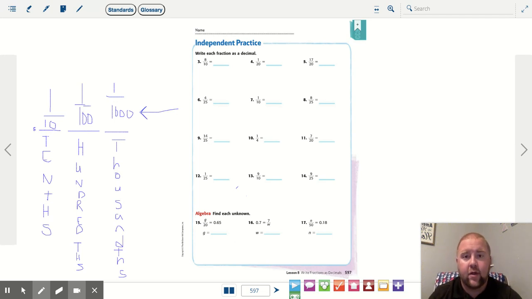Well, looking at number 3, 8/10, it already has a denominator of 10, 100, or 1,000. So 8/10 is 8 in the tenths place. Okay. We don't have to touch that. We just write that right out.